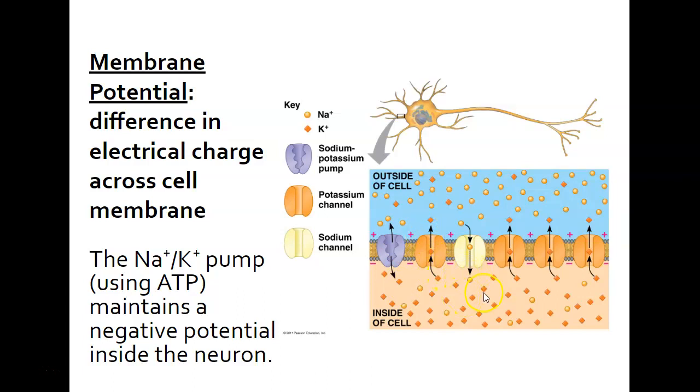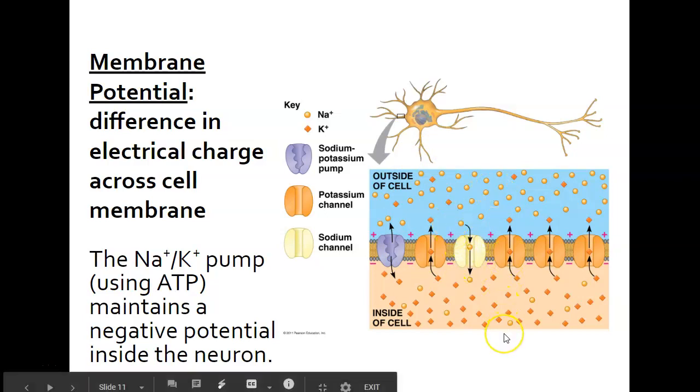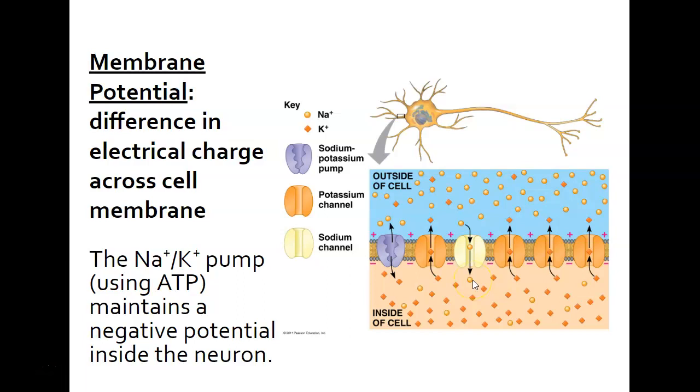For example, the potassium here, which is a little diamond shape, will go from high concentration inside the cell to low concentration outside the cell. That would be an example of a free moving channel, whereas sodium, if it opens, sodium is going to rush in because there's a high concentration outside, a low concentration inside.